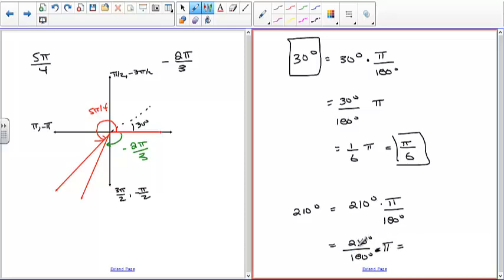And again, you can simplify this. They have a common multiple of 30. So 210 divided by 30 is 7, and 180 divided by 30 is 6. So you get 7/6 pi, or 7 pi over 6. So the equivalent of 210 degrees is 7 pi over 6. 7/6 is greater than 1, so it's going to put me over here. 210 is greater than 180, so it puts me in the same relative position.